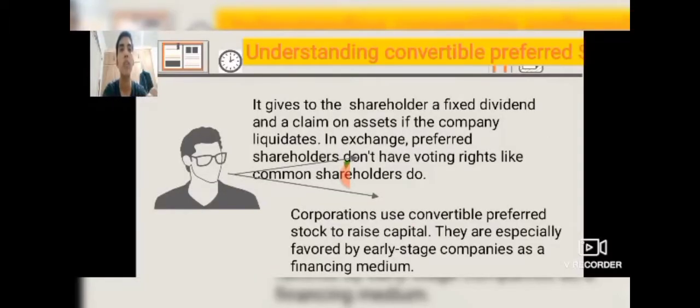Understanding convertible preferred stock. It gives shareholders a fixed dividend and a claim on assets if the company liquidates. In exchange, preferred shareholders don't have voting rights like common shareholders do. Corporations use convertible preferred stock to raise capital. They are especially favored by early stage companies as a financing medium.